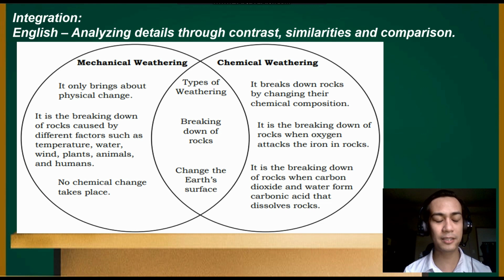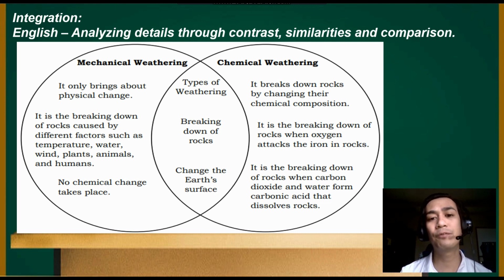So the basic details is that under mechanical weathering, it only brings about physical change. Only the shape and the size can be changed. Okay? So it is the breaking down of rocks caused by different factors such as the agents of weathering that we have discussed: the temperature, the water, winds, plants, animals, and humans. And there is no chemical change that takes place under mechanical weathering.